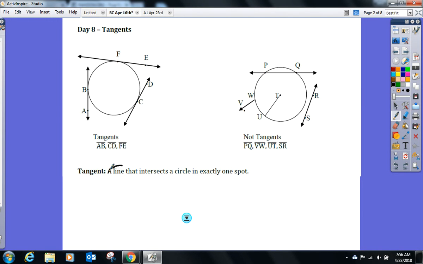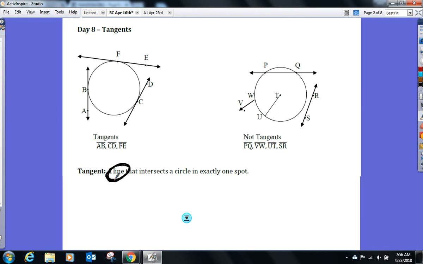Everyone see the definition? A what? Line. If I kept extending this to make a line, it would hit how many times? Twice. If I extended this to make a line, it would also hit twice. It's got to be a line that intersects the circle in exactly one and only one spot. If it hits it in two spots, that's a different name for a different day. One spot only, and again, it's going to be on the outside of the circle, a tangent line. It's tangent to the circle.